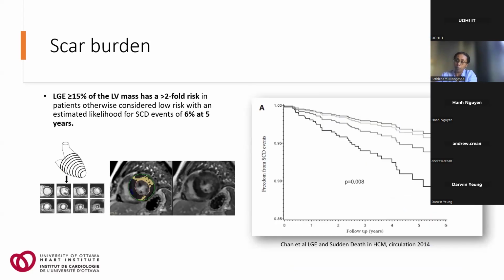Regarding scar burden quantification, the LGE images are acquired in different views, including the LVOT stack and short axis stacks, where the LV is segmented from the base to the apex.